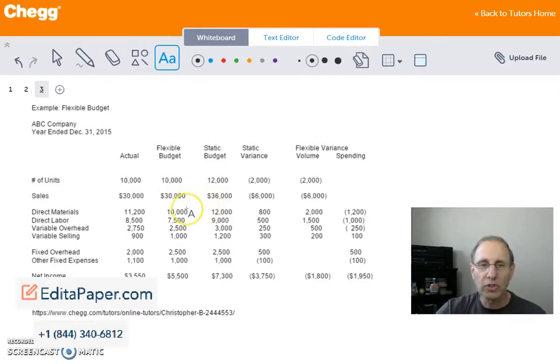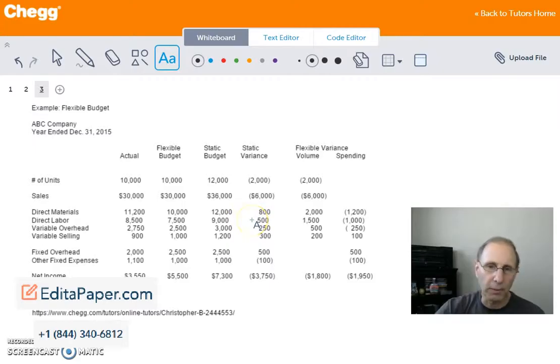And we can see that we spent $2,000 less in direct materials, which gives us a favorable volume variance of $2,000. Now for the spending portion, we compare the actual direct materials of $11,200 to our activity adjusted flexible budget, $10,000 for direct materials, and we see that we spent $1,200 more, which gives us a $1,200 unfavorable spending variance. Adding the two up gives us the $800 variance against the static budget.